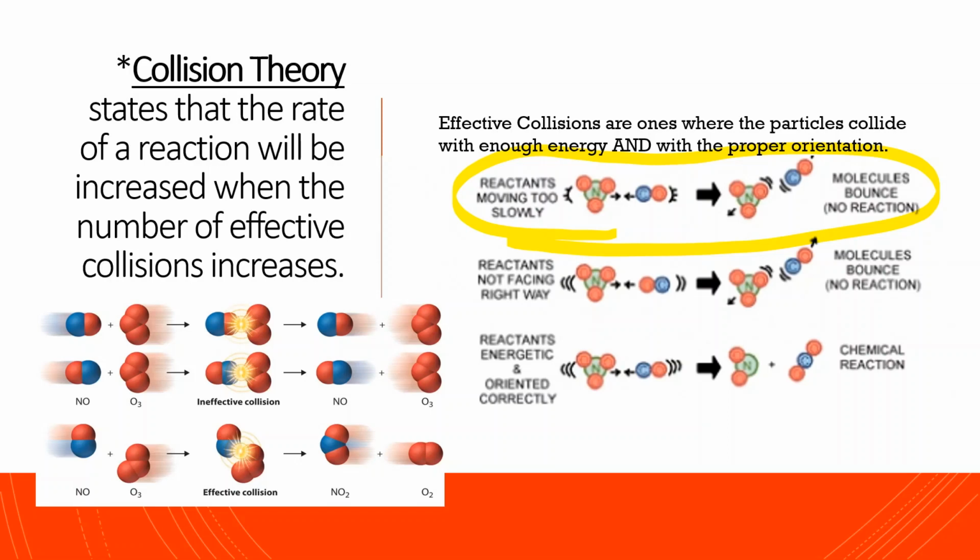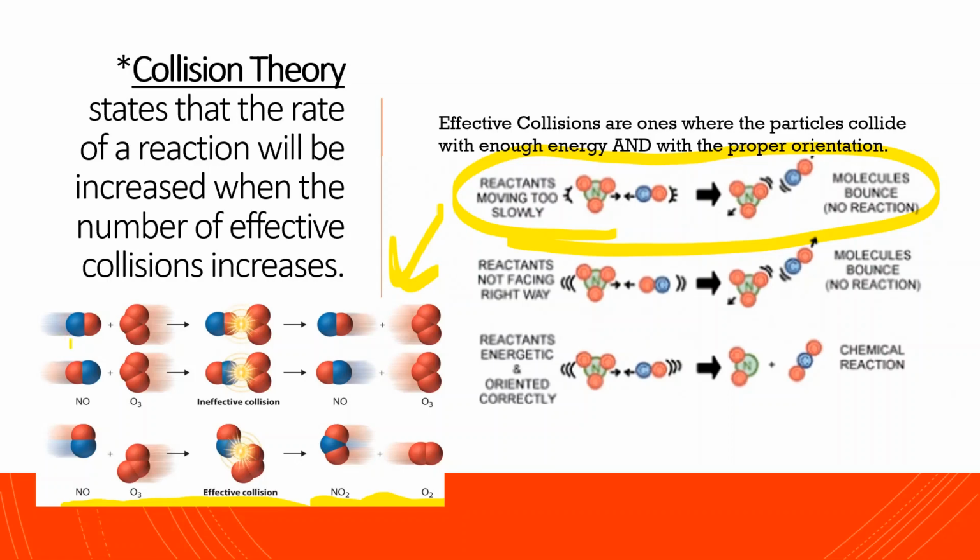Now, correct orientation. Let's look at the picture right here in the bottom left corner, because it's a little more clear. I want you to look at the bottom. We see that our reactants are NO and O3, and our products that we want to get are NO2 and O2. So how does that occur? Well, let's assume that we do have enough energy in these collisions, but now we need the proper orientation.